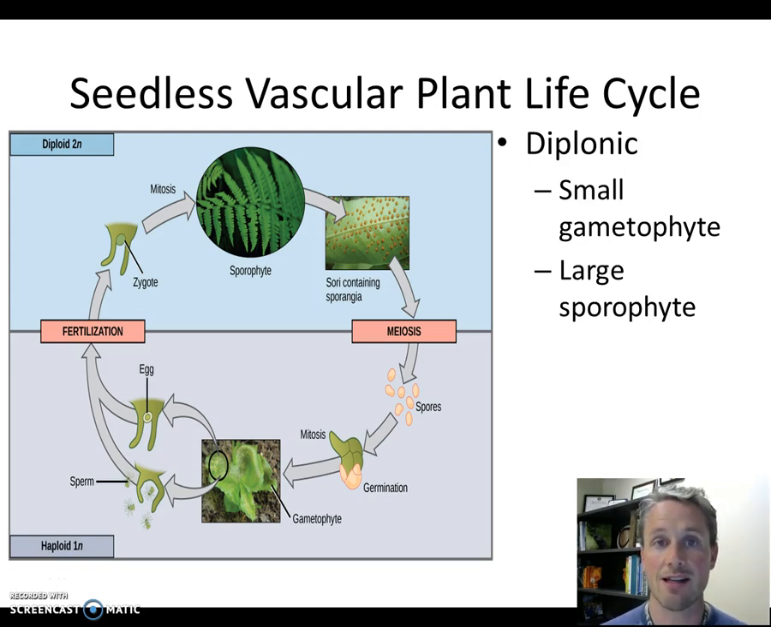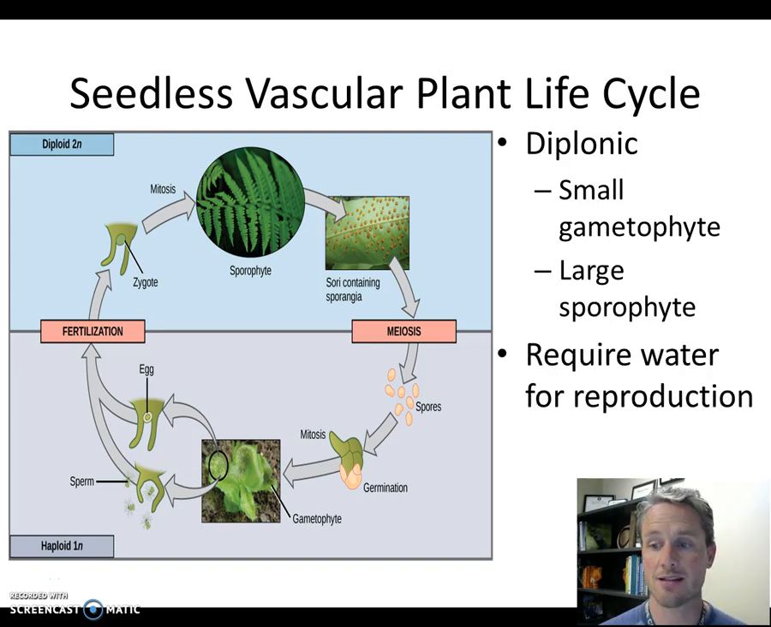The other detail I want us to keep track of for seedless vascular plants is that they require water for fertilization as well. So just like the bryophytes, the sperm needs to be able to swim through some water to gain access to the egg and complete fertilization. And thus, ferns and other seedless vascular plants need to inhabit relatively moist environments.